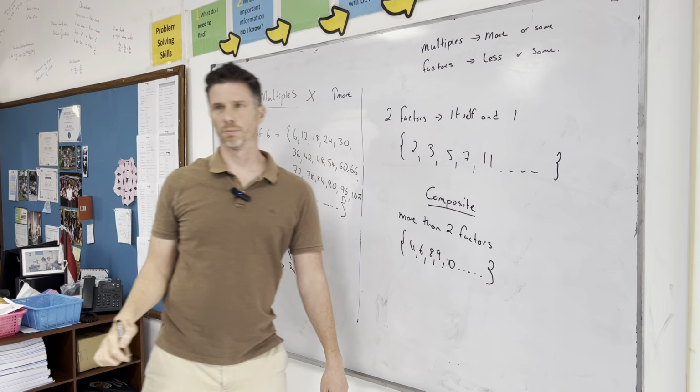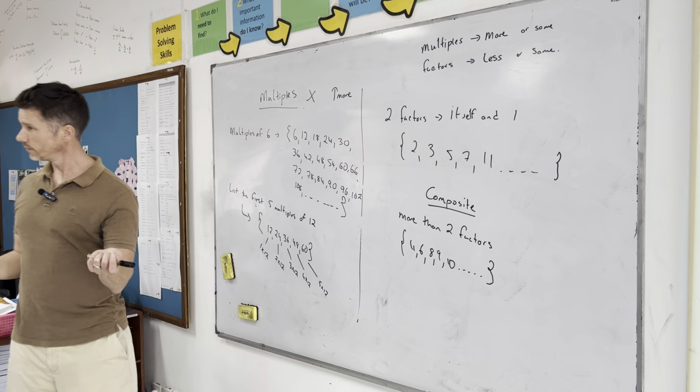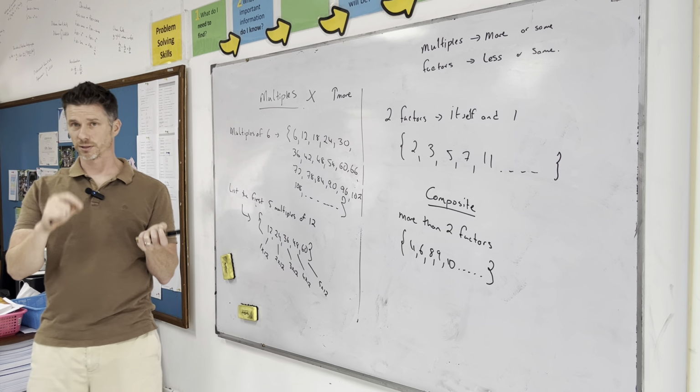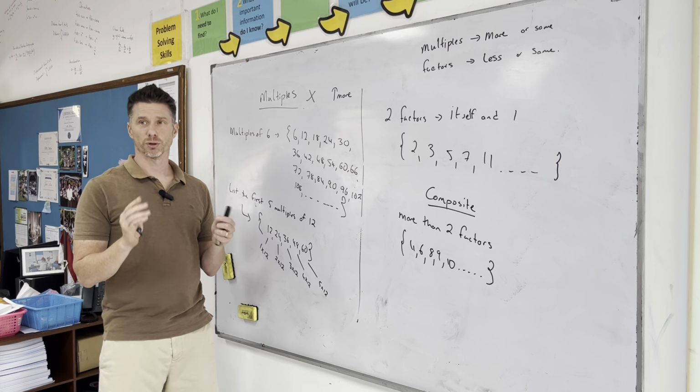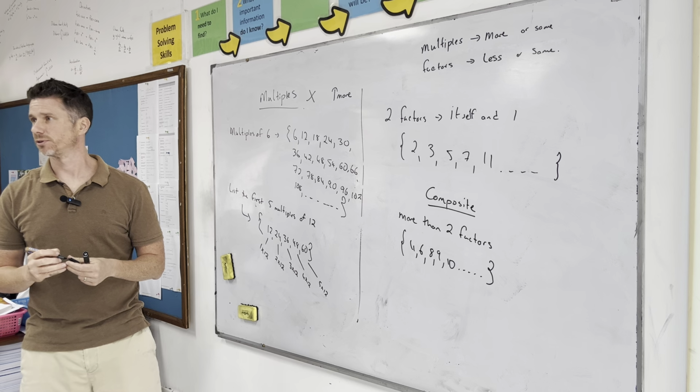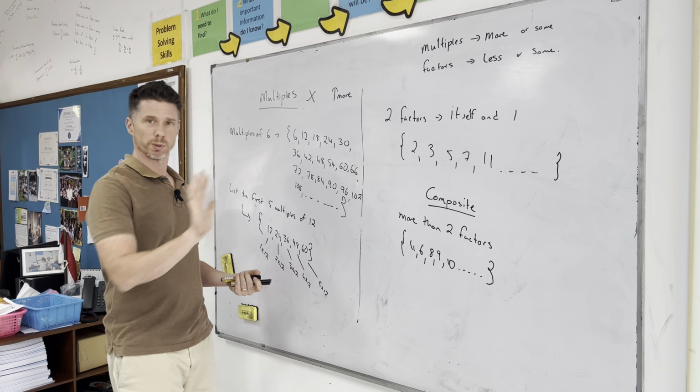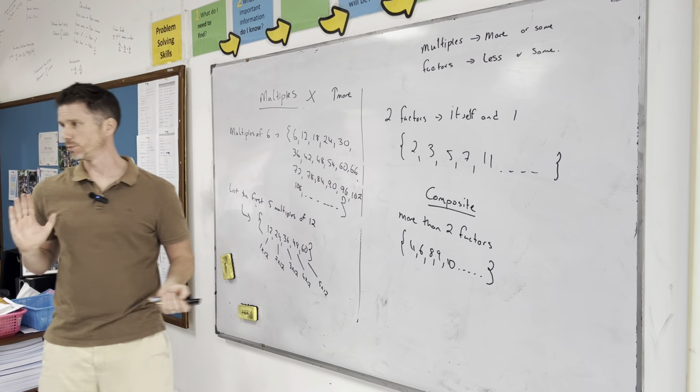So if you think of the number 12, 12 itself is a factor and a multiple of 12. But that's the only one they'll share in common. After that, all multiples will be bigger and all factors will be smaller.